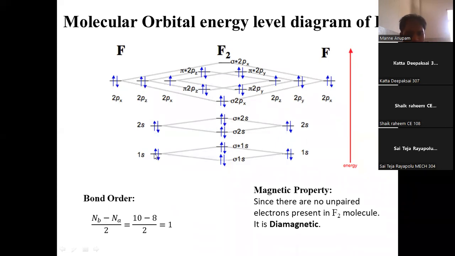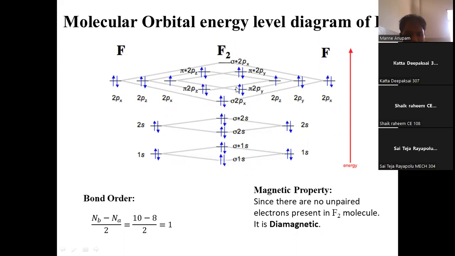Now 1s and 1s are combining and forming sigma 1s and sigma star 1s. 2s and 2s are combining and forming sigma 2s and sigma star 2s. 2p is combining and forming sigma 2px, then pi, then pi, then pi, then sigma, then sigma.